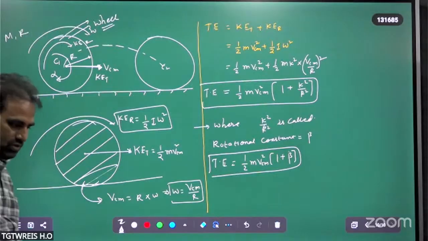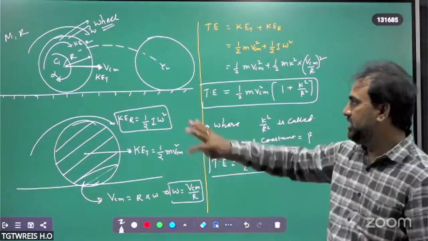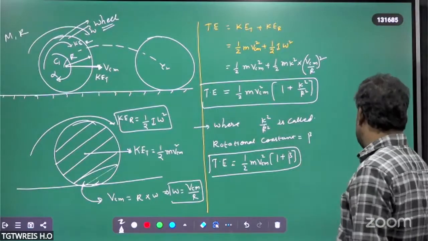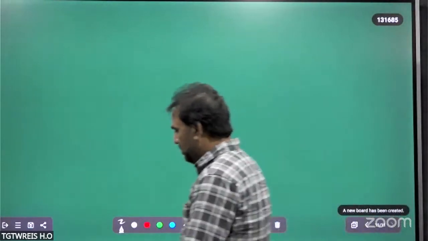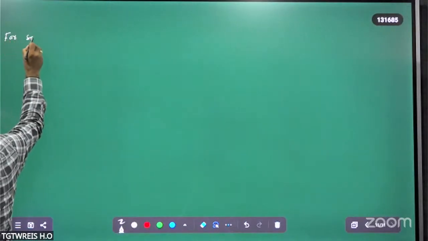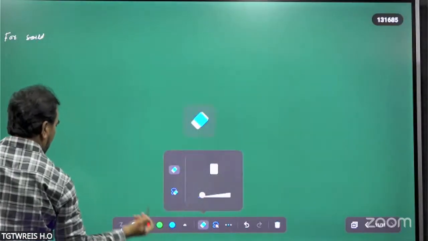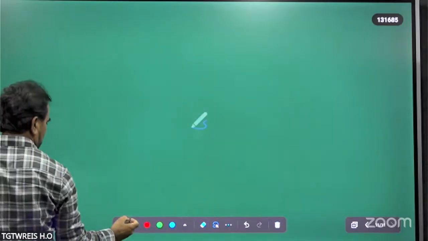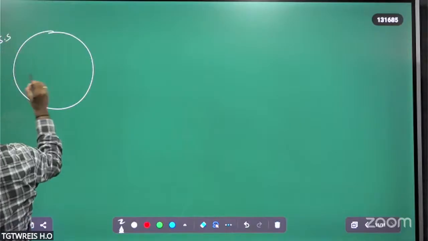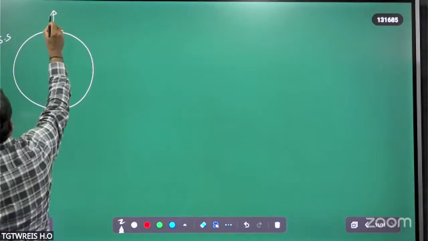Is it clear? So the total energy of the body changes with respect to the shape of the body. Suppose we consider a solid cylinder. What happens for a solid cylinder? Suppose we consider a solid cylinder, SS means solid cylinder. About this axis of rotation, what is the moment of inertia?